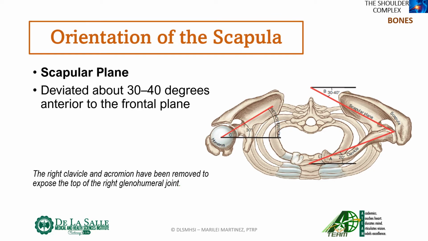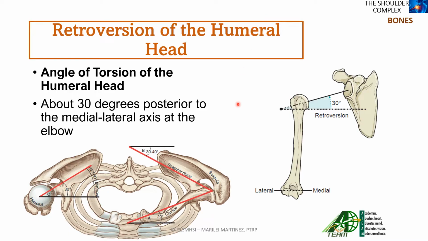For the orientation of the scapula or the scapular plane, it is also deviated to the frontal plane. Specifically, it is deviated 30 to 40 degrees anterior to the frontal plane. Again, for the clavicle, it is deviated 20 degrees posterior to the frontal plane. Then for the scapular plane or the orientation of the scapula, it is deviated 30 to 40 degrees anterior to the frontal plane. Next, we have the angle of torsion of the humeral head.